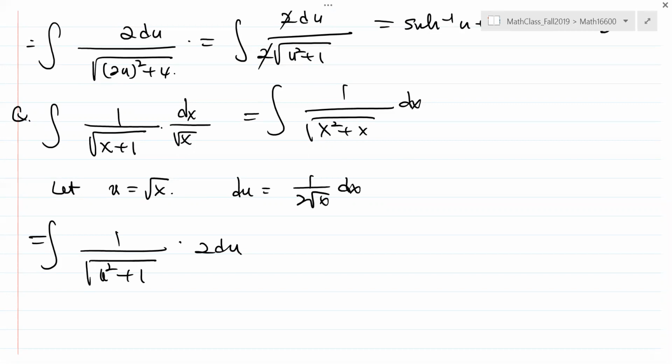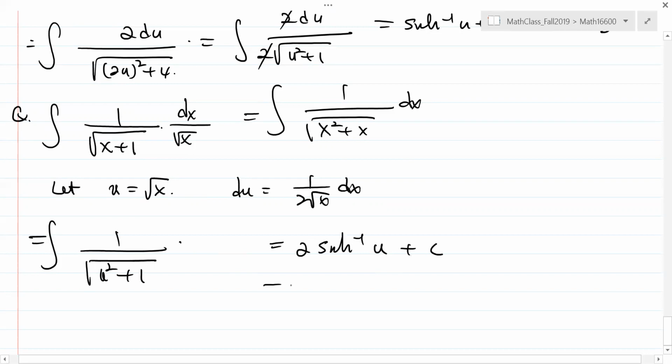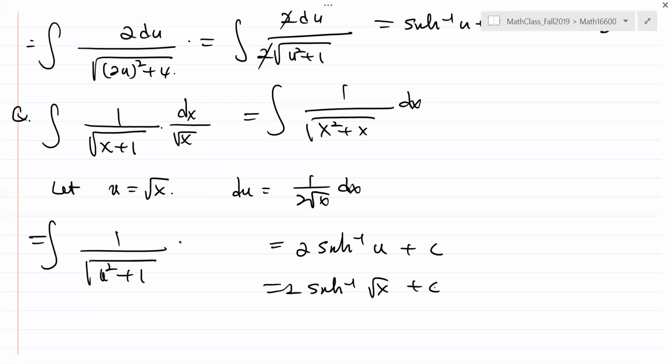Then dx over square root of x is going to be 2 times du. And x becomes u squared. So you will get 2 times the inverse hyperbolic sine of u, right? And plus a constant. Since u is going to be the square root of x, just put this. So that is the answer.